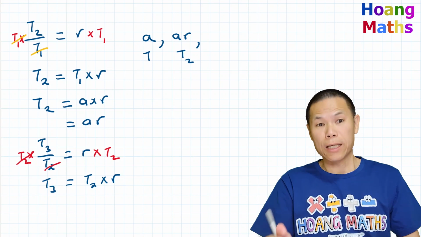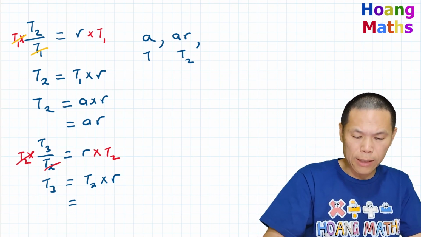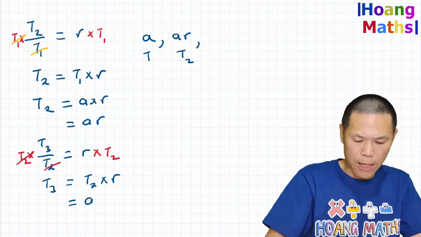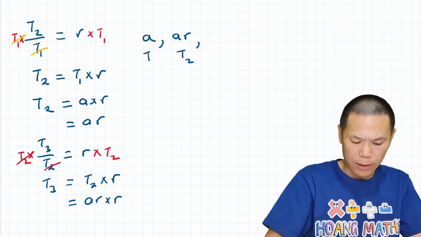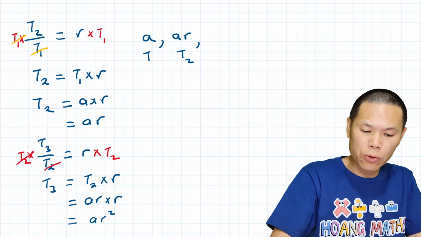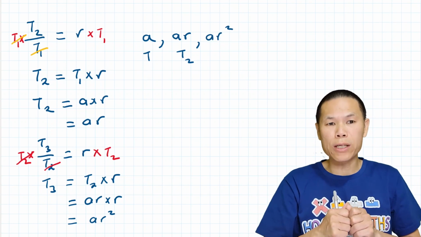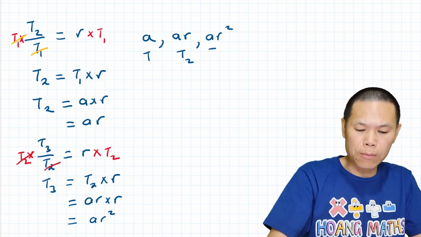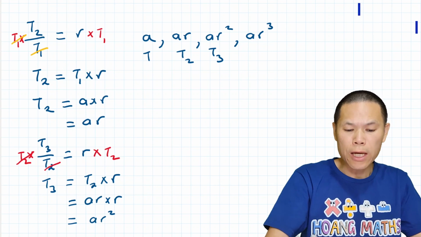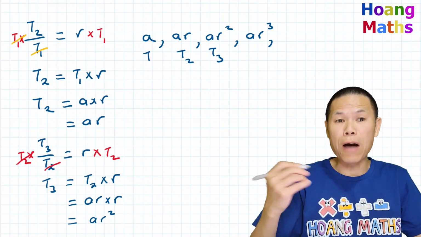So this means that term 2 is AR. So I can replace this because this is term 2. So this is AR times by R. So that will give me AR squared. So therefore, term 3 is AR squared. And if we continue with this process, so this is term 3, and term 4 will give me AR power 3. And the next term is AR power 4 and AR power 5 and so on.